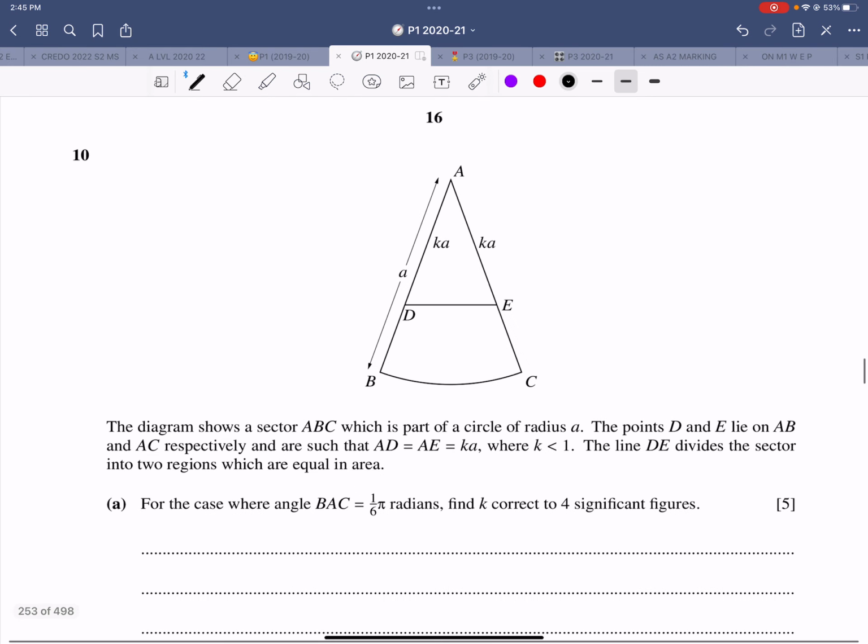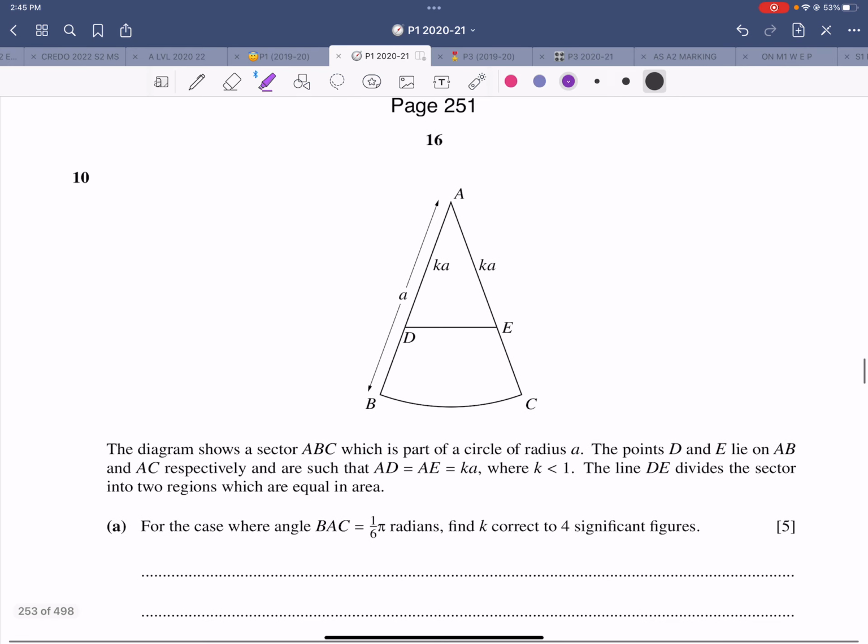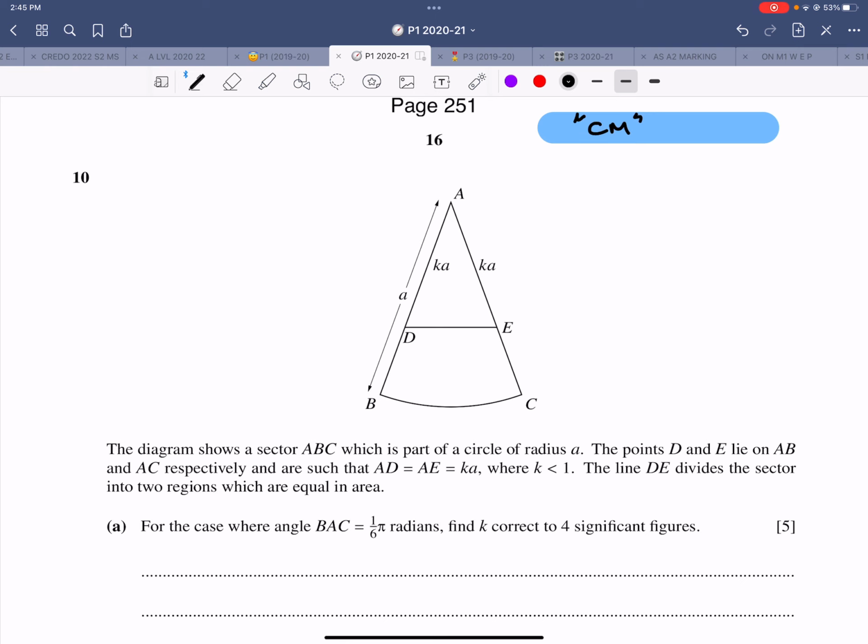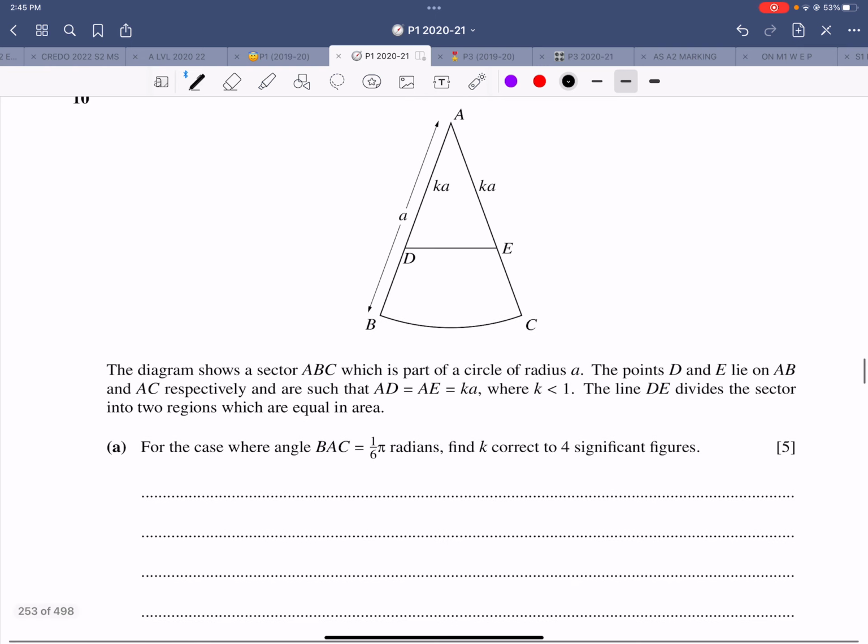Next question. This was a nice one. I think the most intelligent question ever that came in circular measure. It says the diagram shows a sector ABC, which is part of a circle of radius A. So when it talks about the sector, this is the sector. This and this and this.